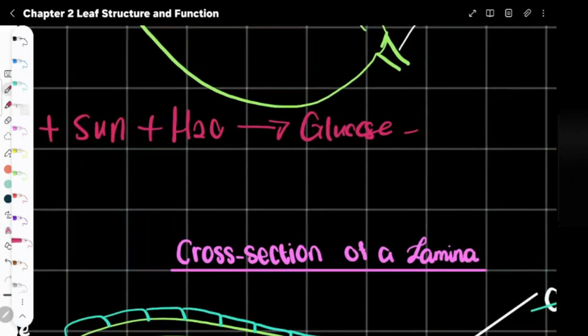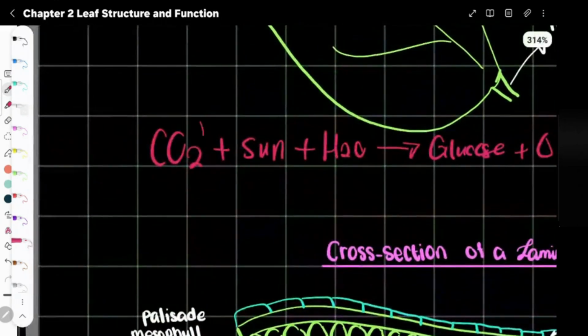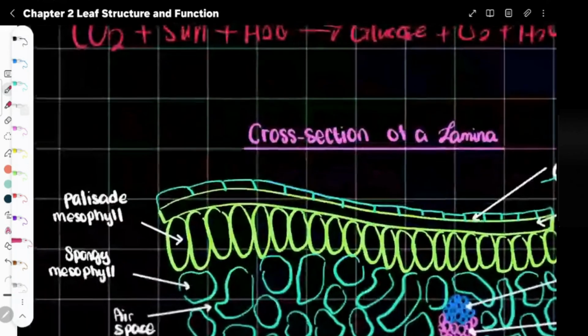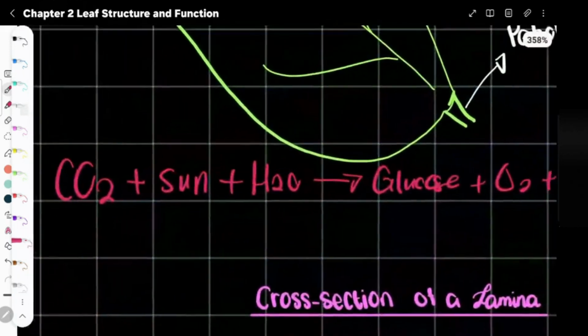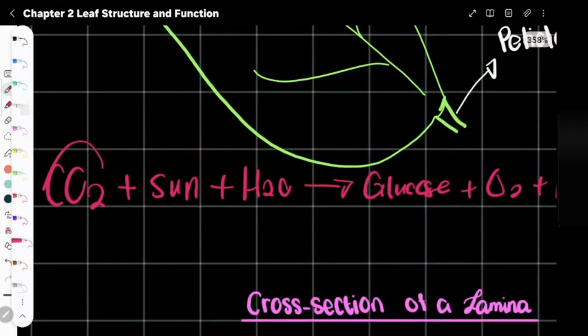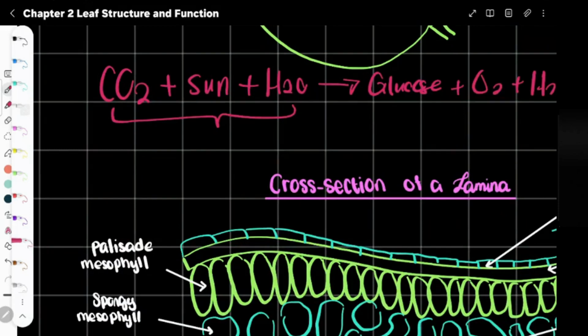And also oxygen, and also some water as well. Now that means what we need in the plant cell. Why is the plant cell structured like this? It's because they can do photosynthesis effectively. So they need carbon dioxide and also water and also sunlight. So we are going to think of the three reactants here. We need those three here.